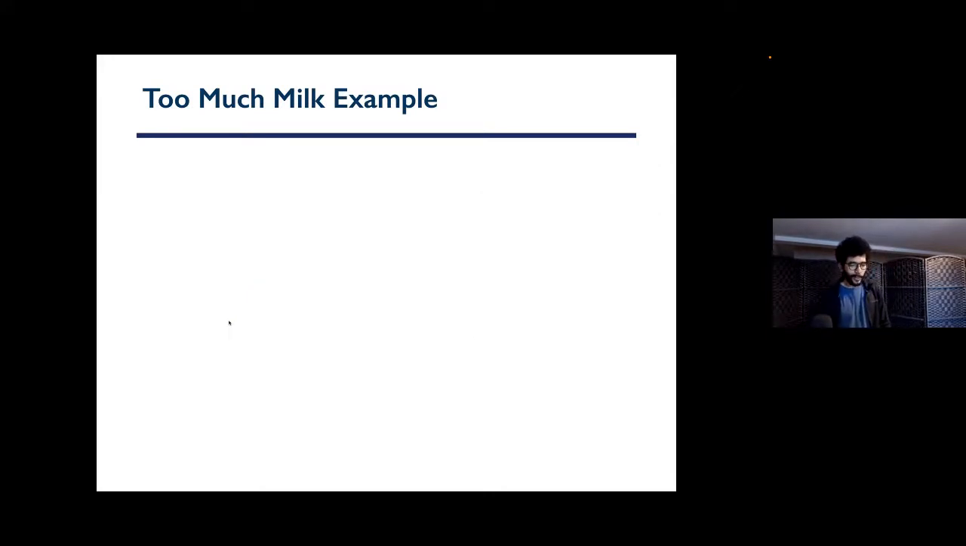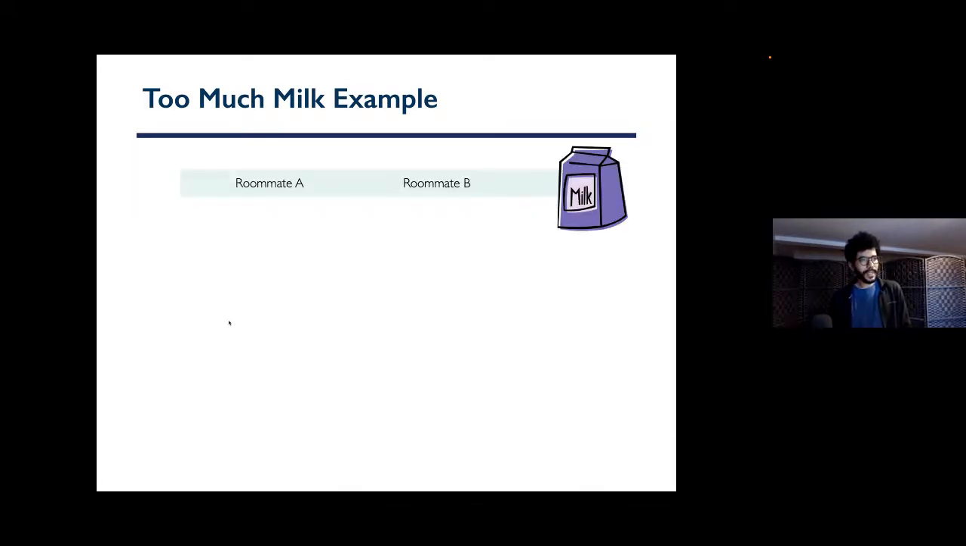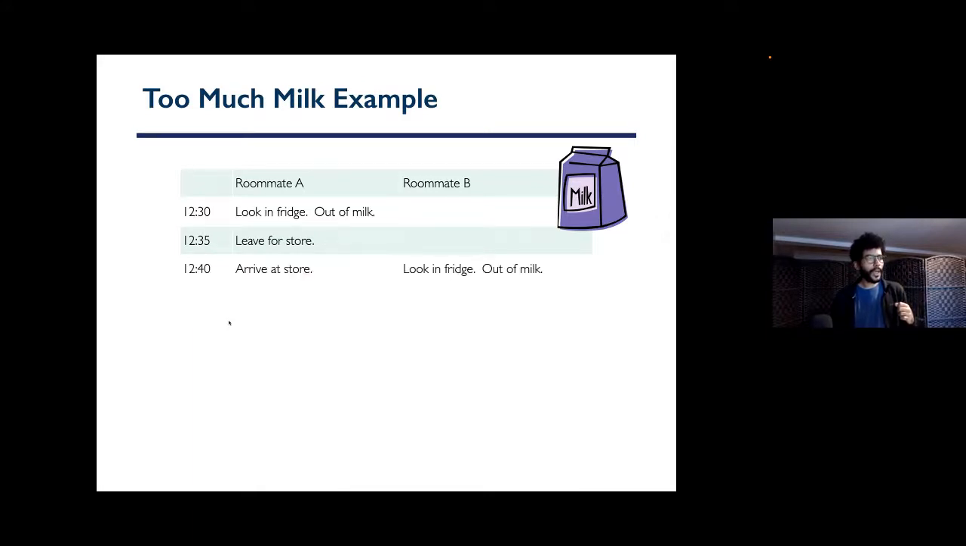Let's look at an example. This becomes a running example for the rest of the lecture. We're going to call it the too much milk example. Let's say there are two roommates, roommate A and roommate B. At 12:30, roommate A comes home, looks at the fridge. We're out of milk. So roommate A leaves for the store.